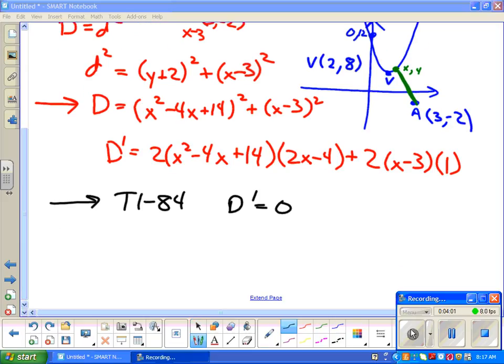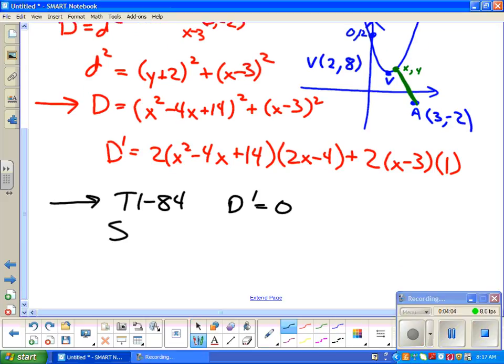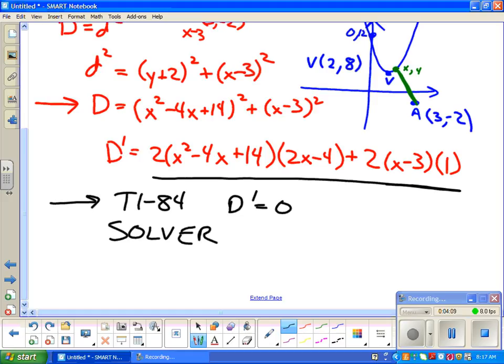So again, when we use the solver on the TI-84, we set d prime equal to 0, which is entering all this stuff under the solver, which is under math, saying, hey, this all equals 0. Tell me the value, oh calculator of mine. And when I did that, it said x equals 2.0476, four decimal places. Guess what I just found? I just found the value of the x-coordinate on the parabola.